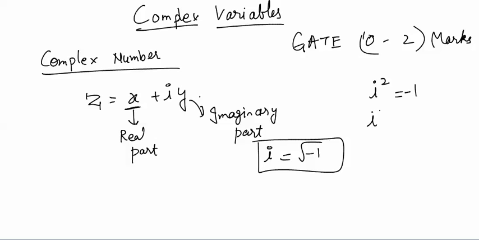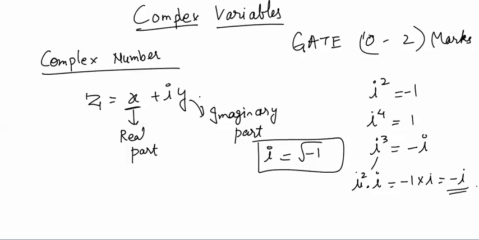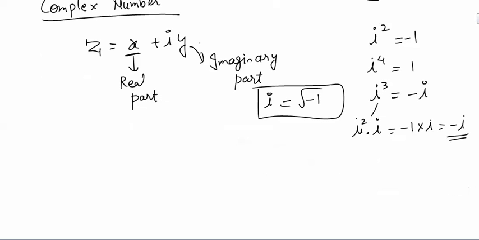What is iota power 4? Iota power 4 will be 1. What is iota cube? Iota cube will be minus iota, can I say? Yes. How? See, iota cube is iota square into iota. Iota square is -1, so it is -1 into iota, or you can say minus iota. Why am I telling you these things? Because in the paper very fundamental level questions are sometimes asked. I'll tell you how.